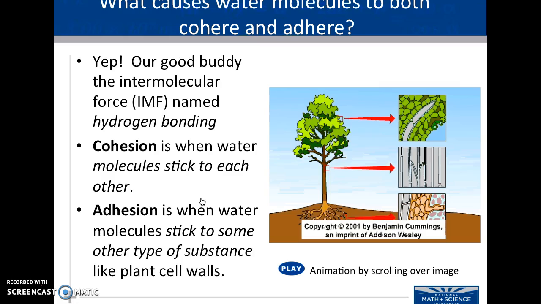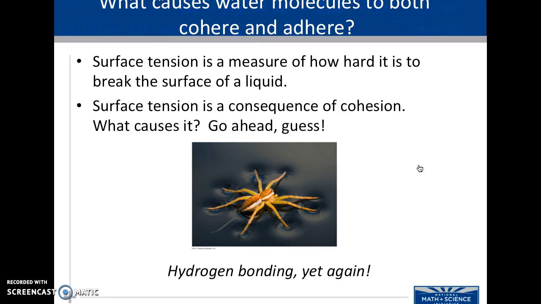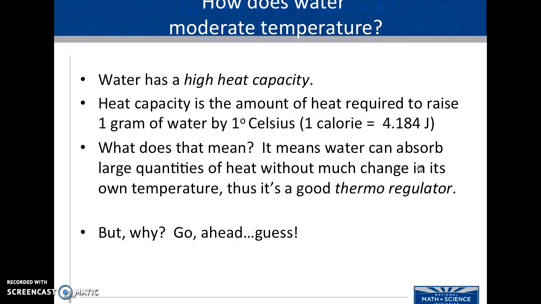The most common one we see is in plant cells. This is how water gets from the roots to the top of the tree. It's working against gravity, but because it can adhere to itself and to the sides of the xylem and phloem, it can travel upwards. We also see that this creates surface tension. And basically, we see that cohesion allows for certain things to sit on top of water. Again, this is hydrogen bonding causing this.